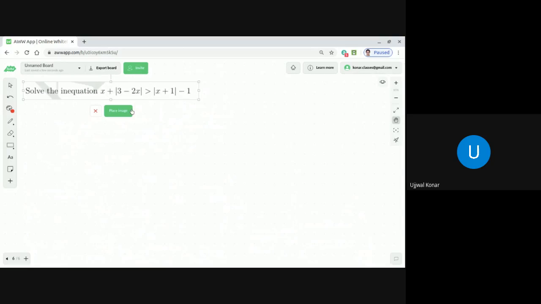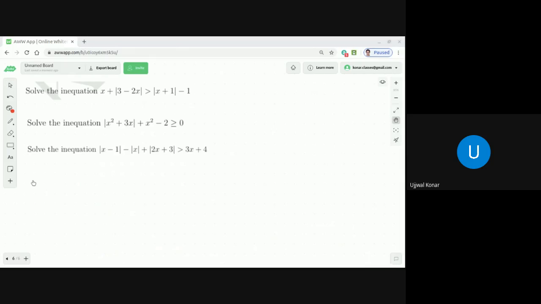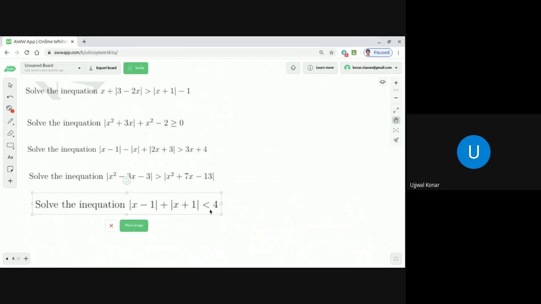This is the first question, dear student. This is the second one. This is the third one. This is the fourth one. This is the fifth one. These are the 5 questions.